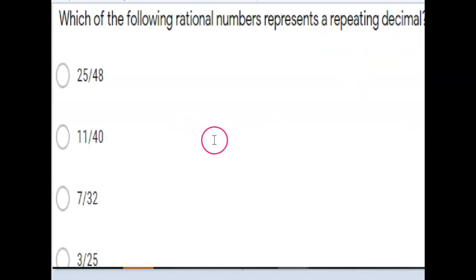If it just has 2.36 and it stops, that's not a repeating decimal. So that's what we're doing for this question. Figure out which one of these has a repeating decimal.